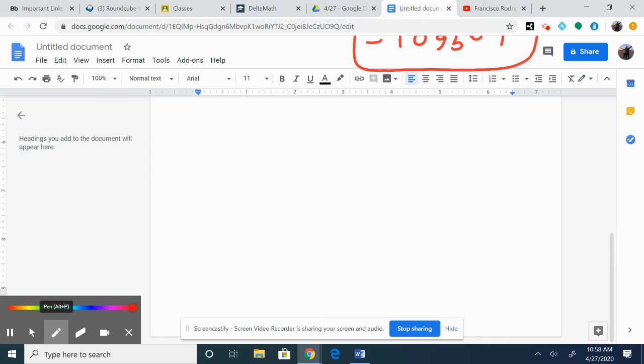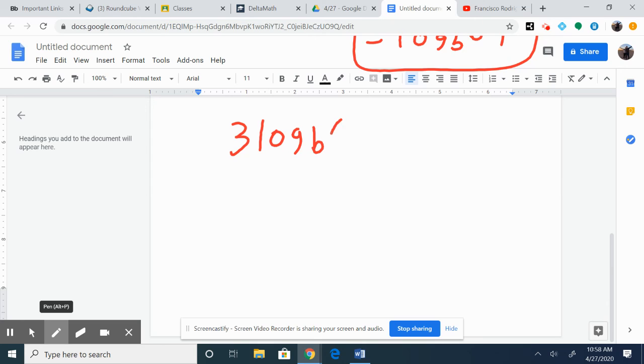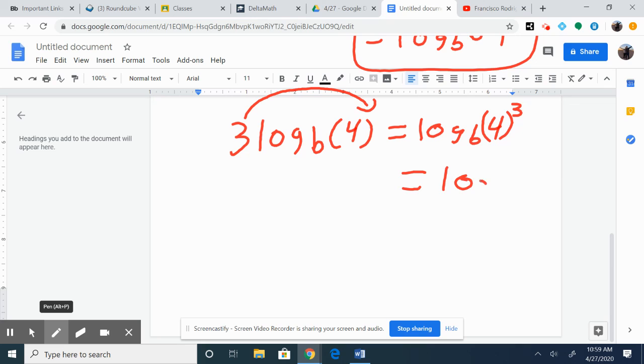And finally, we have 3 logarithm with a base of b, 4. So again, we move the 3 to the front or to the exponent, and we would have logarithm of b and then 4 to the third power. So 4 to the third power, that's 4 times 4 times 4 would be 64.